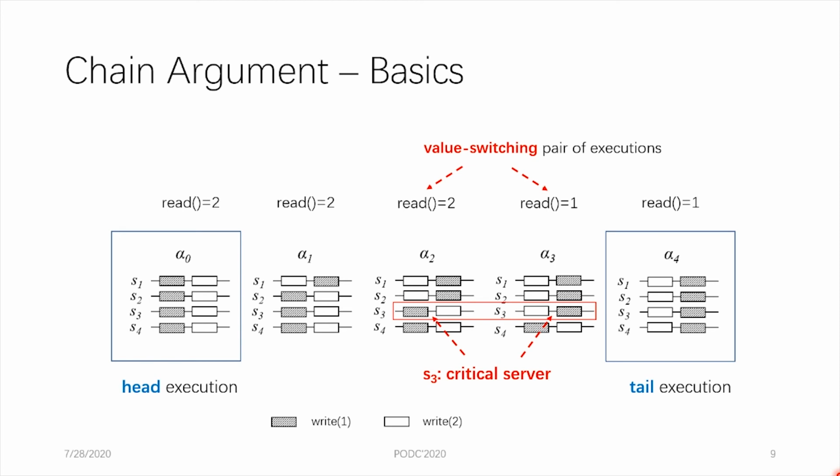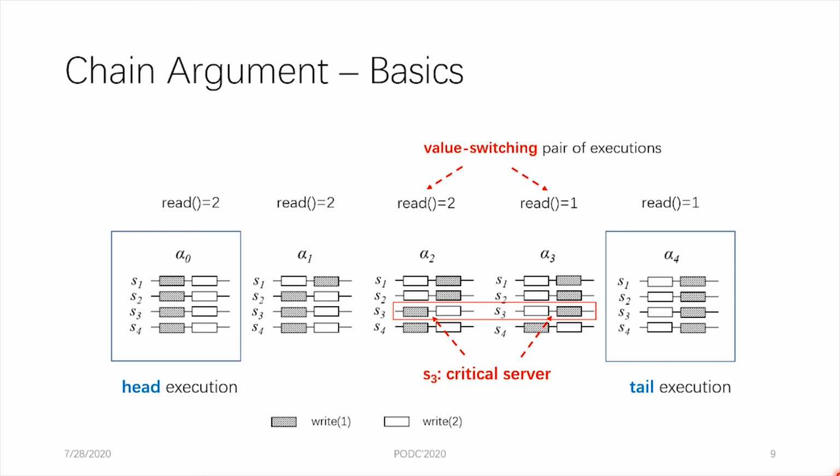In this execution, we mainly focus on two write operations. One write operation writes value 1 to all the servers, while the other operation writes value 2 to all the servers. In alpha 0, the operation writing value 1 totally precedes the operation writing value 2 on all the servers. Obviously, all succeeding read operations will read value 2 in alpha 0.